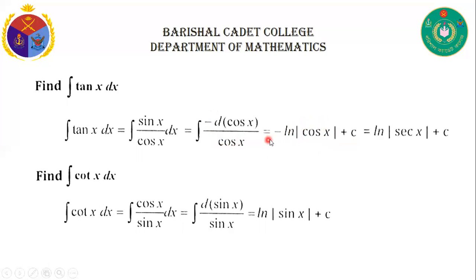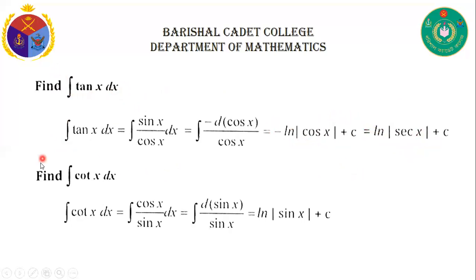Again, we can write that the minus should go to the power: ln of cos x to the power minus 1, and cos x to the power minus 1 means 1 by cos x, that is sec x. So we can also say ln sec x plus c. I hope you all understood. So our formula for the integration of tan x dx equals ln sec x, or we can say minus ln cos x plus c.